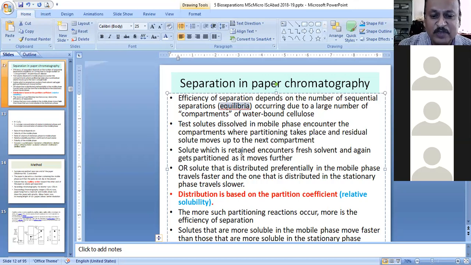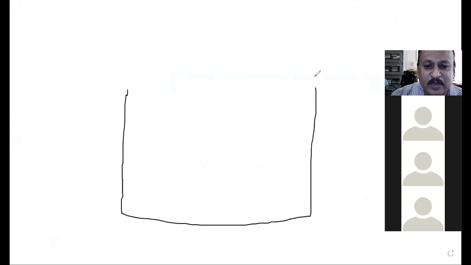Now out of this, can I share another screen? I'll just try to share a whiteboard. If I require to use it, then I'll use it. So suppose I have this particular surface, and I have applied the sample at this particular point, and then the movement of the solvent is like this.